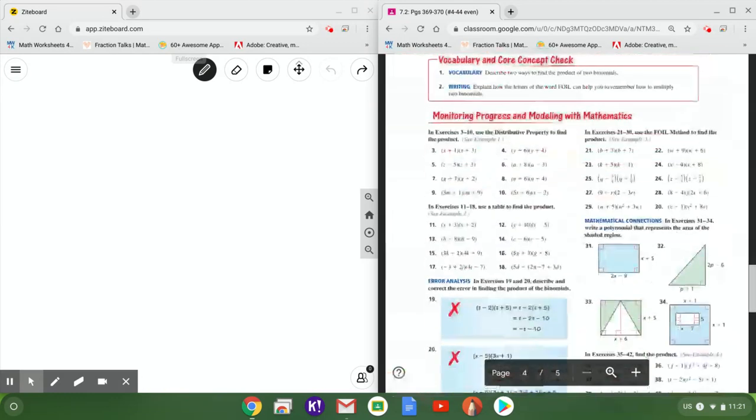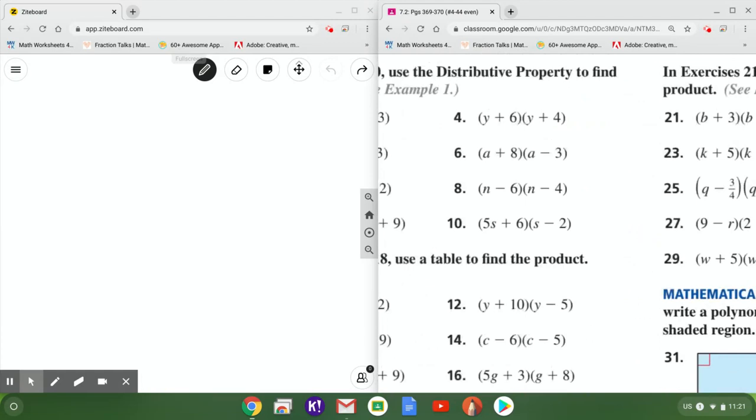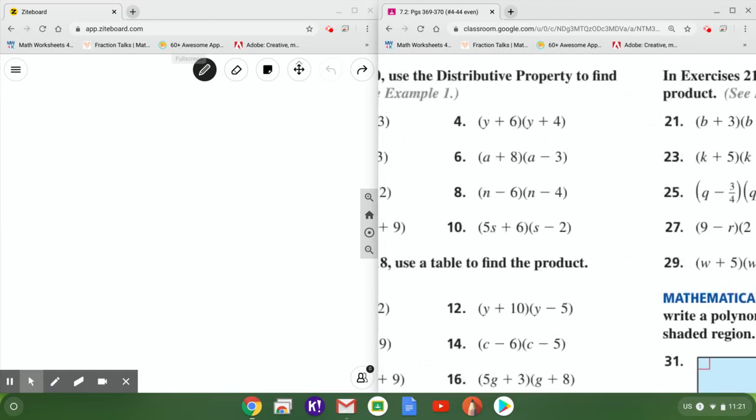So what I'm going to do is I'm going to do problem number 4 because I'm seeing either some mistakes or people just writing down answers, and I can tell they're not really understanding what they're doing. So for example, number 4, it says, let me write it up over here, y plus 6 and then y plus 7. Okay, so what I'm going to do is I'm going to do both methods. Let me make that larger.